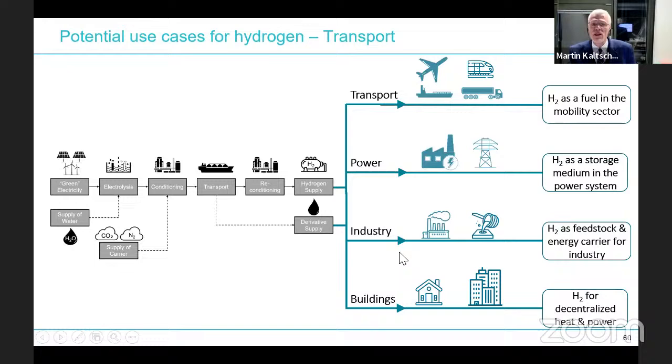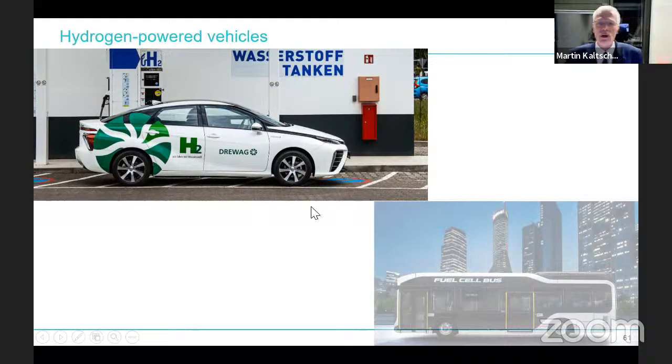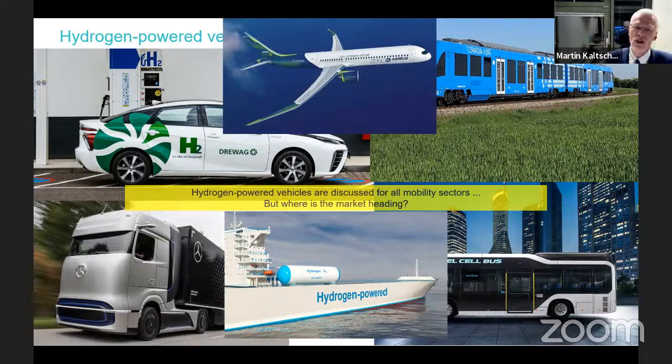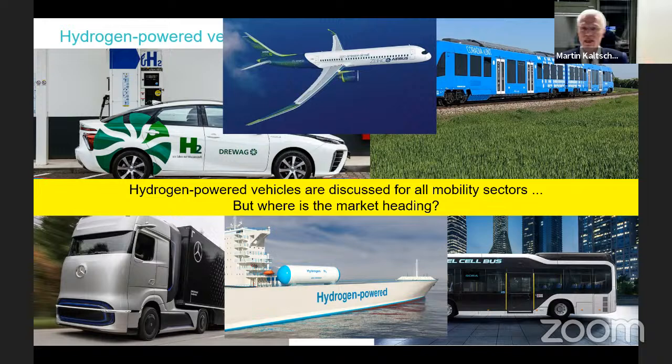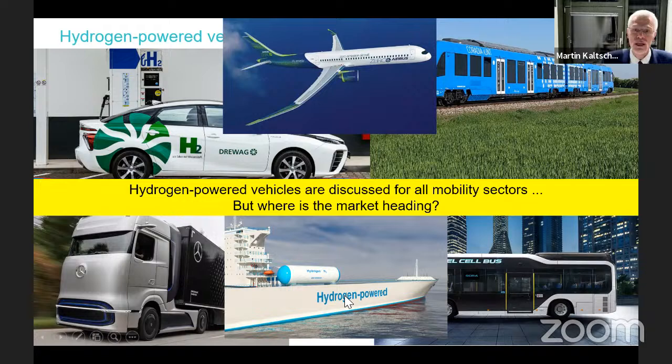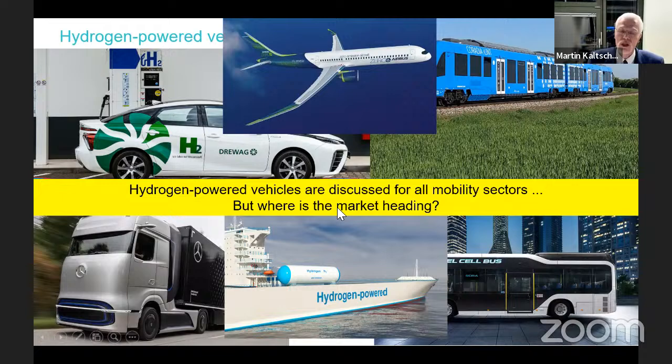Now let's have a look at transport. When we talk about transport, we have a huge variety of different options. This is what you can see very nicely here. We have passenger cars, heavy-duty vehicles, buses, trains, ships, and of course aviation. All of them can basically work with pure hydrogen, and all of them have announced that they will work with pure hydrogen, but where is the market heading indeed at the moment?